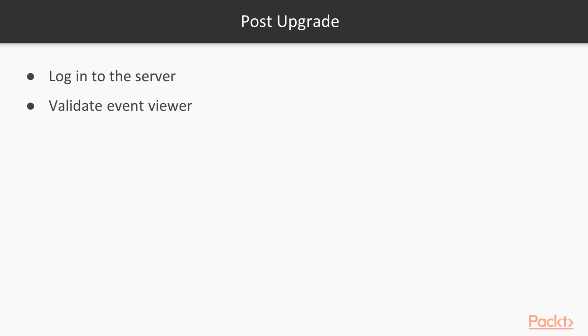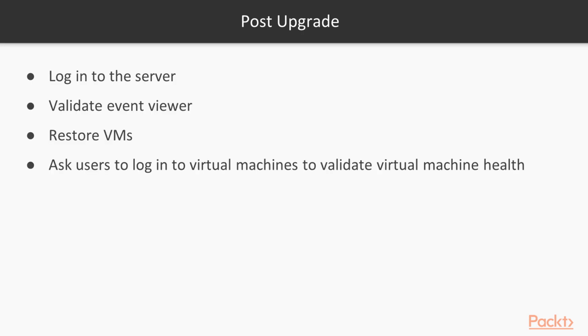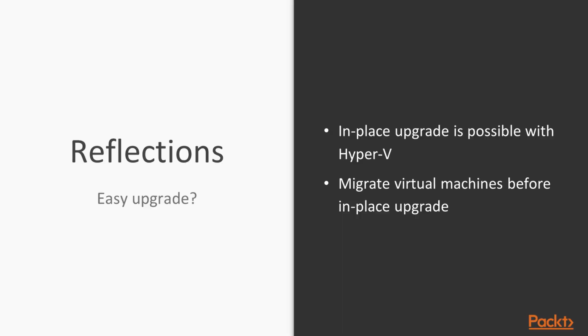Once you've actually gone through the upgrade process, then you log into the server, validate the event viewer, restore the VMs, and ask the users to log into the VMs to make sure that everything is healthy. It's a very short lesson. Essentially, Hyper-V in-place upgrades are possible. The only thing to keep in mind is for the virtual machines, move them to another Hyper-V host using something like Shared Nothing Live Migration, or back them up and put them on another host while you do the upgrade, and then you can move them back afterwards.